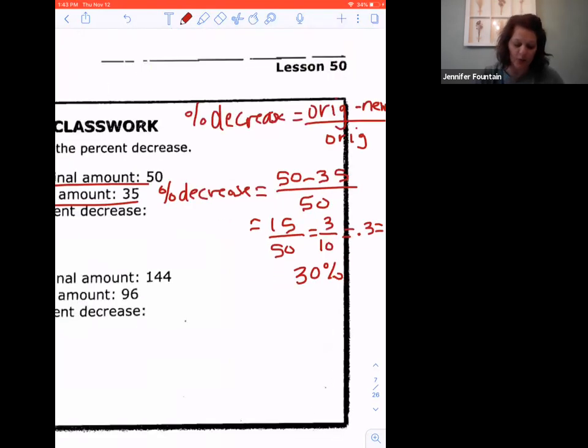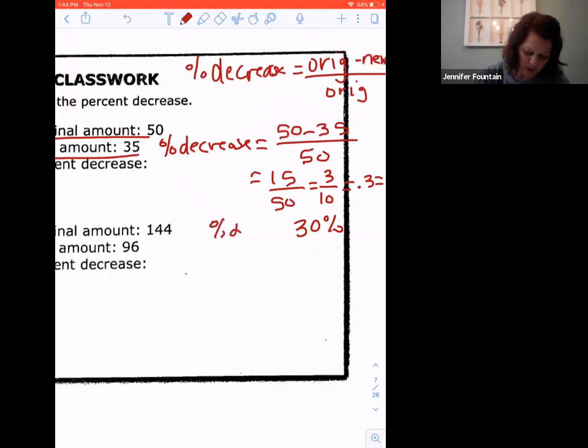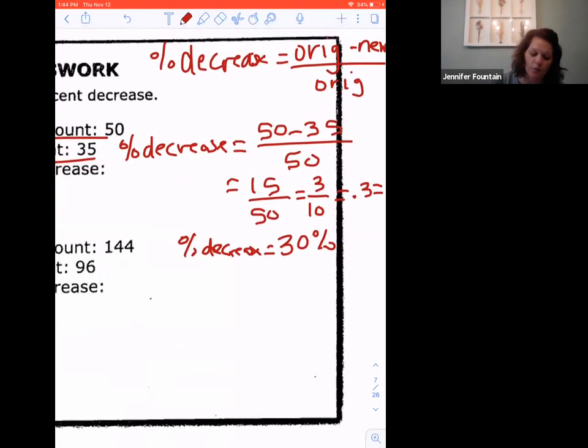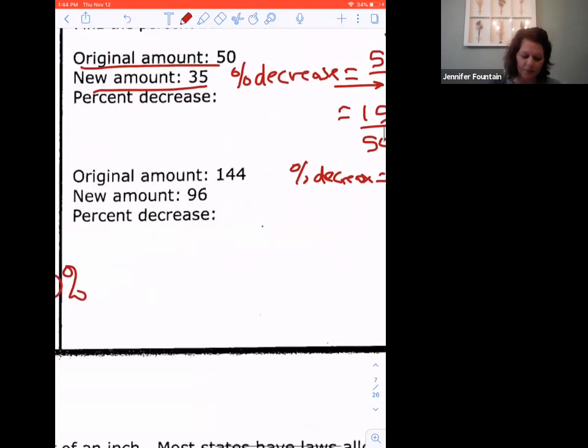So my percent decrease equals 30%. I start with my original formula, put in my original amount minus my new amount over my original amount. 50 minus 35 is 15. 50 is my original amount, so 15 over 50. I reduce my fraction to simplest form, and that ends up being 3 over 10. Then I know that 3 over 10 is equal to 0.3 as a decimal, and 0.3 converts to 30% as a percent. Okay, let's look at the next one.